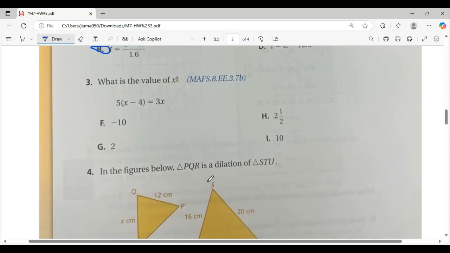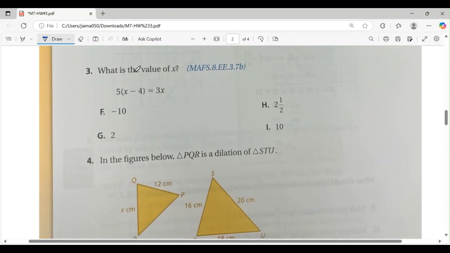Okay, number 3. What is the value of x? Let's find. Okay, so x is 10, which is I.